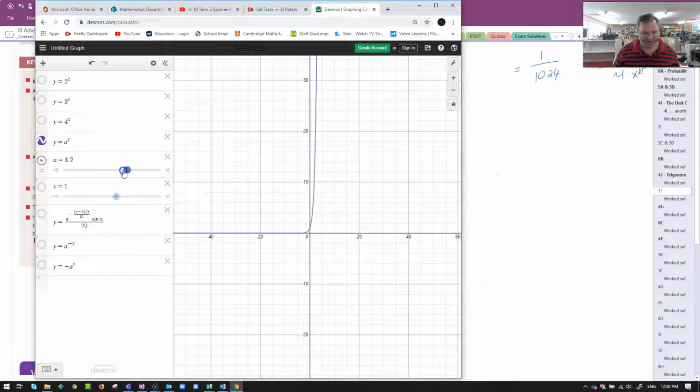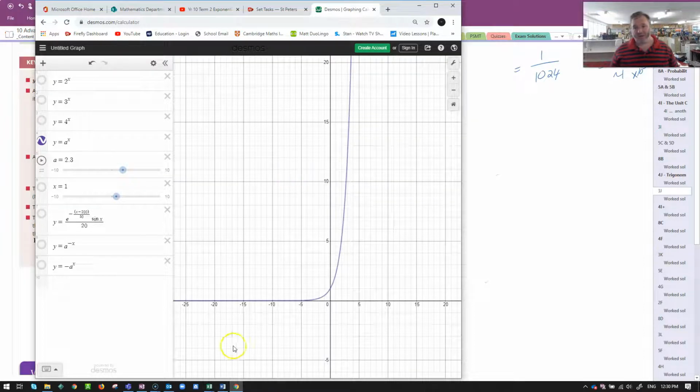I'll make it curve a little bit less steeply. It doesn't really matter. 2.3 to the power of x. There you go. Well, that's got that sort of shape. This is exponential growth. You've heard about exponential growth. You've heard about that with COVID-19, of course. So this is with a growth factor of 2.3, growing very quickly.